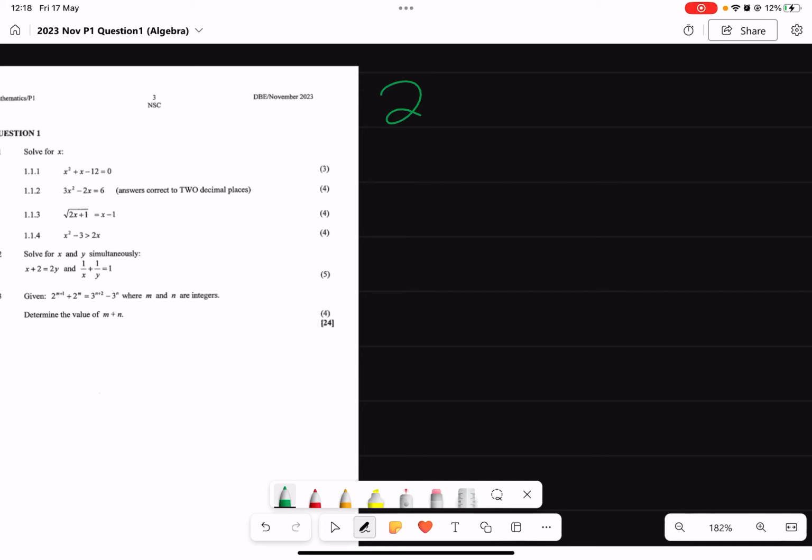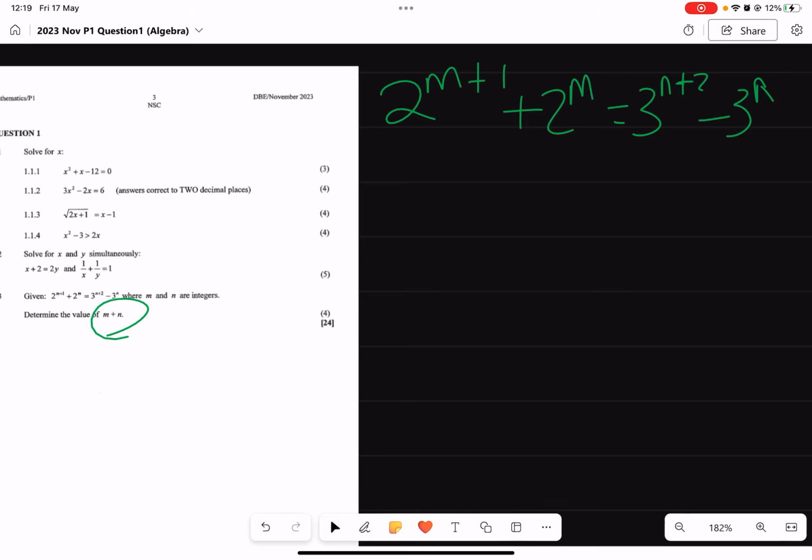So on the last question, let me just copy quickly what we are given. So we are given 2 to the power m plus 1 plus 2 to the power m equals 3 to the power n plus 2 minus 3 to the power n. And we are told that m and n are integers. Ne? Where m and n are integers, determine the value of m plus n. So we need to find the actual value of m and the actual value of n and add them together to see what the value will be. That is what the question is asking here. We need to add m plus n. Okay, so let's do that, ladies and gentlemen.